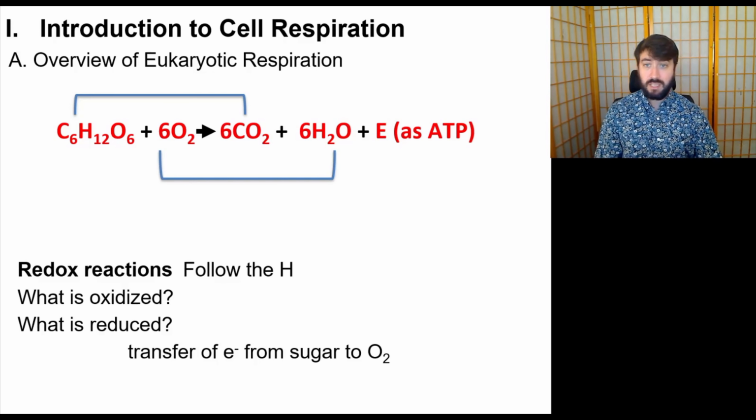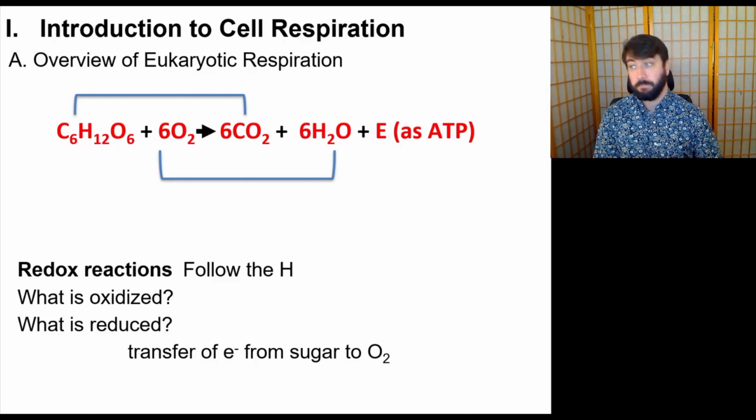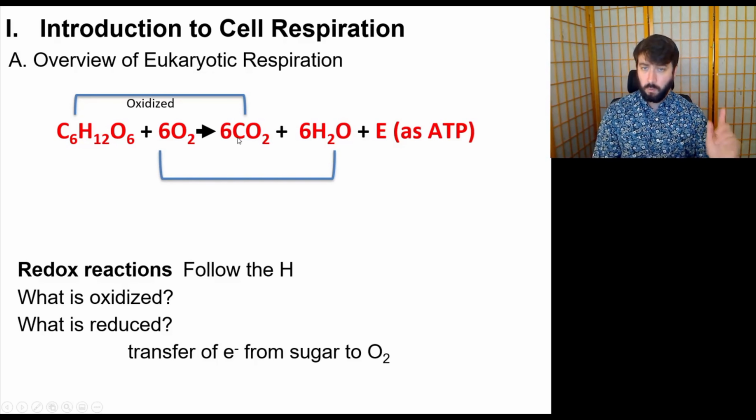Now, key to this whole process is following the hydrogens and keeping an eye on what is being oxidized and what is being reduced. So based on what we can see here, what do you think is being oxidized in this process? Right, the glucose is being oxidized. So it's being oxidized from glucose into carbon dioxide, right? Now, what are the things that are being reduced then? Yeah, oxygen. Oxygen is being reduced into water.